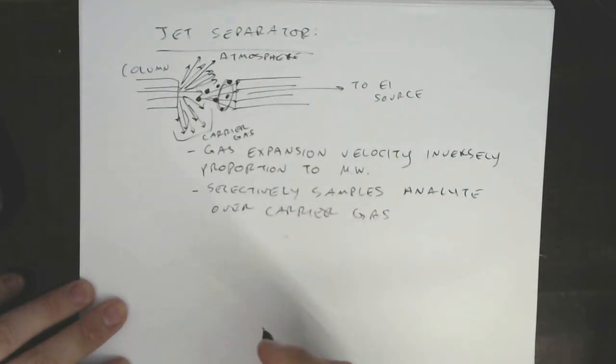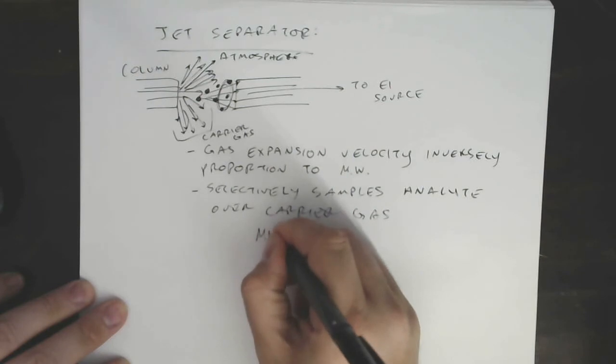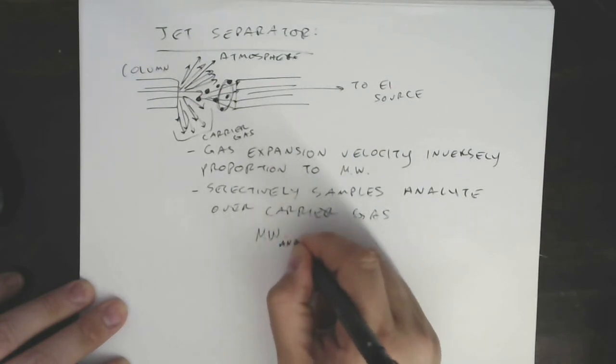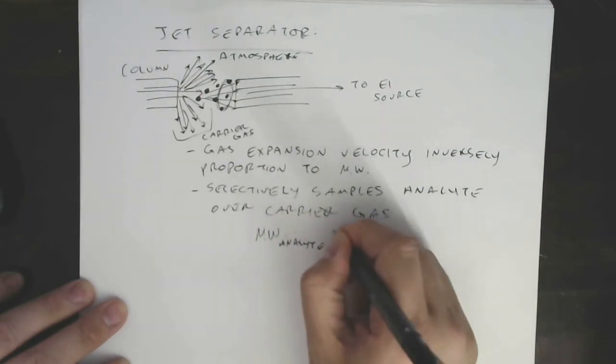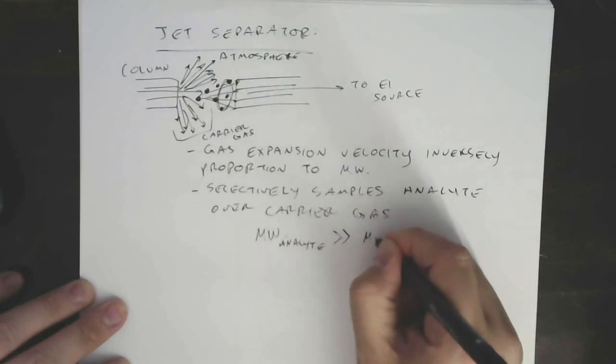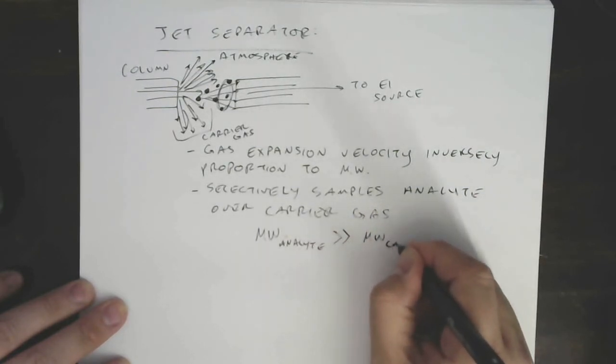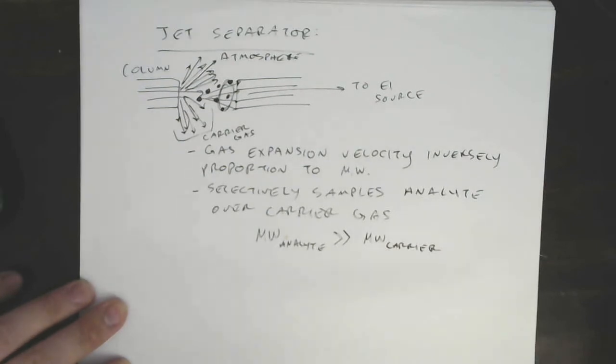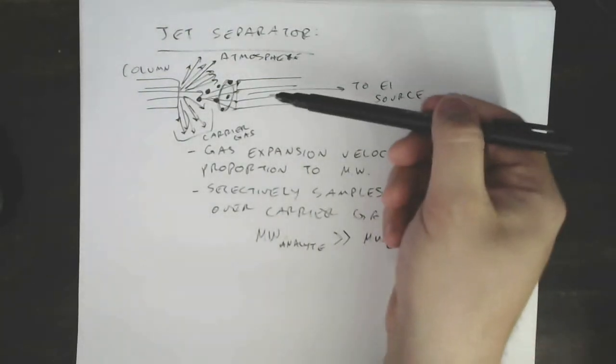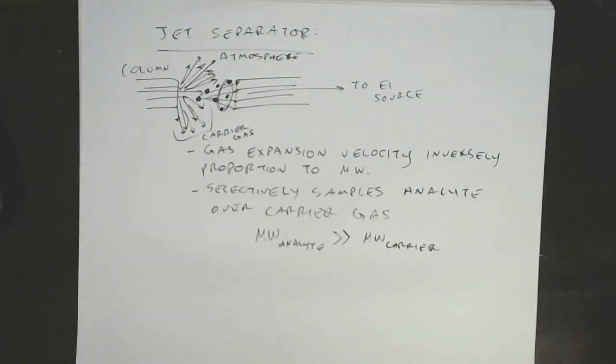And that works because the molecular weight of analyte is always going to be a lot bigger than the molecular weight of carrier gas. So it's going to stay close to the center. You're going to position the inlet to your EI source near the center of this jet, and you're going to selectively capture analyte. Okay, I think that's everything we have to say about hooking up a GC to one of these EI or CI sources.